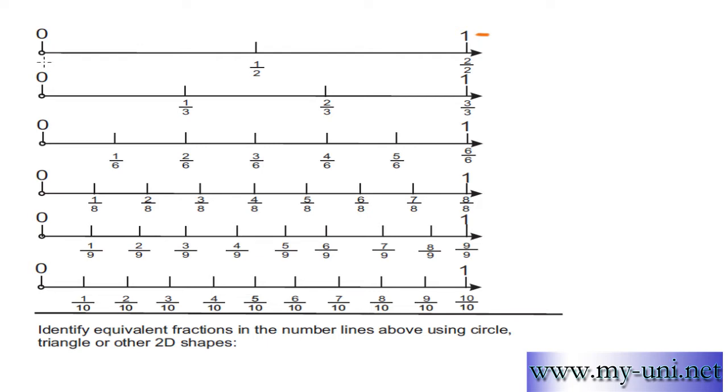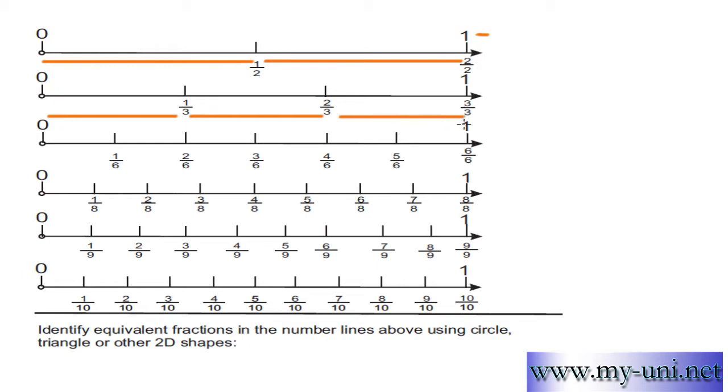And over here you can see that this number line has been divided into two equal parts. So this is the first part and this is the second part. The number line, exactly the same length as this one, has now been divided into three equal parts. So this is the first one, this is the second one, and this is the third one.